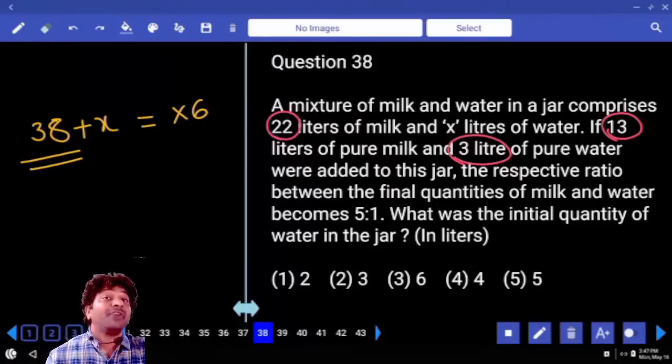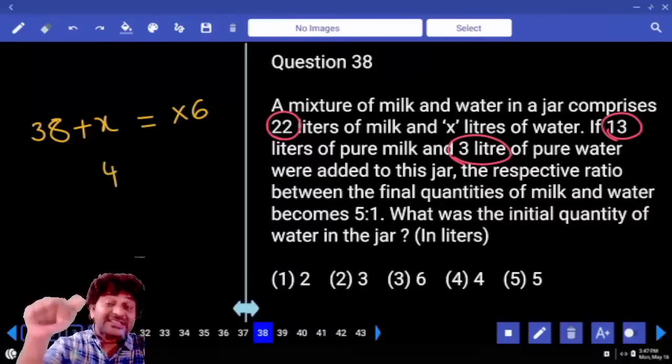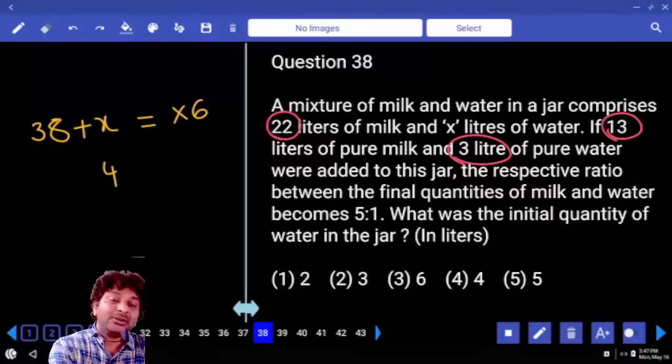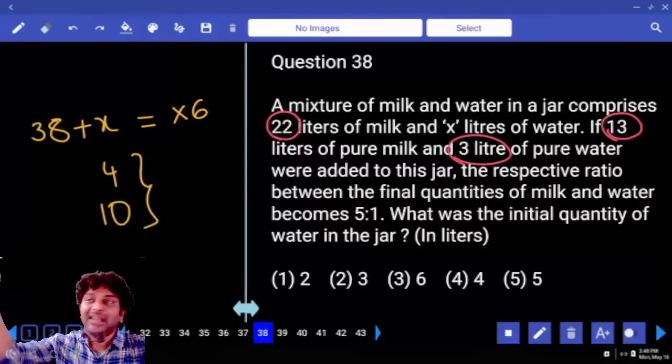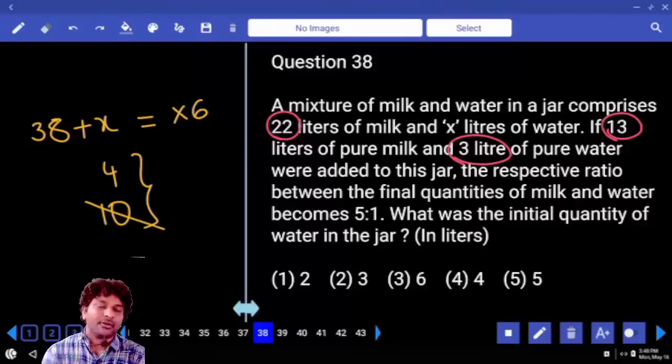40. 42. So to this, how much you should add to make it 42? 4. Next multiple of 6 is 48. To this, how much you should add to make it 48? 10. So answer may be either 4 or 10, like that. Correct? Look at your options. You have only single digit number, not even 2 digit number. So answer must be 4. Got it?